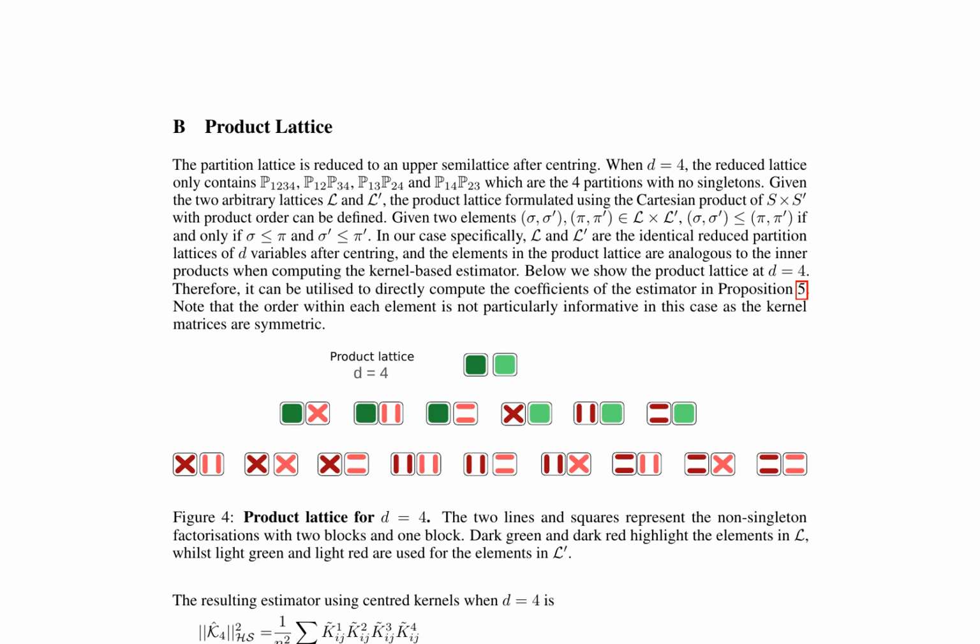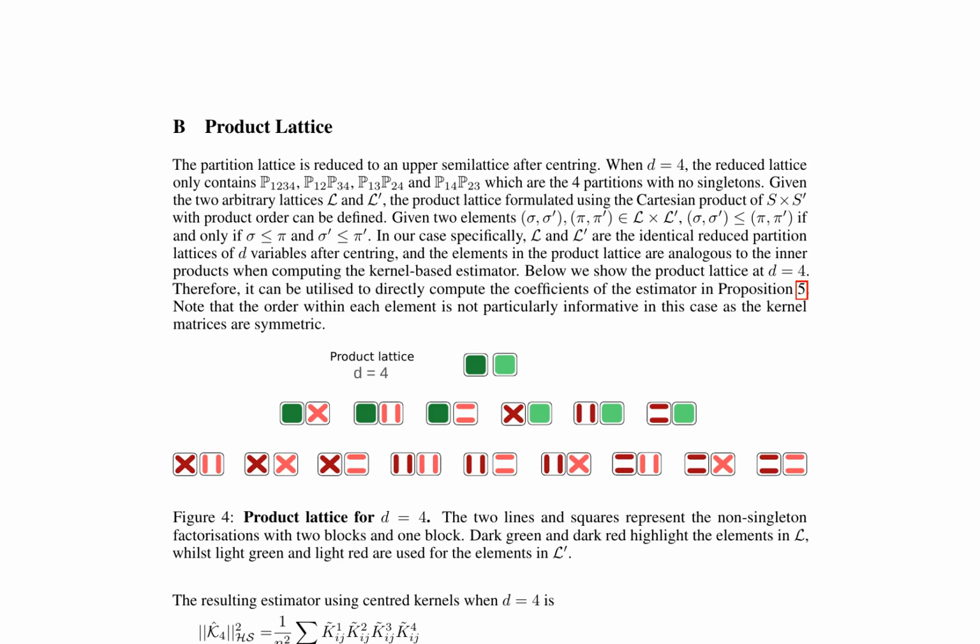The authors introduce the concept of a product lattice, constructed by taking the Cartesian product of two identical reduced partition lattices, each containing partitions with no singletons. This product lattice is an upper semilattice, where the order relation between elements is defined as the product order. For D equals 4, the product lattice contains 4 partitions with no singletons.